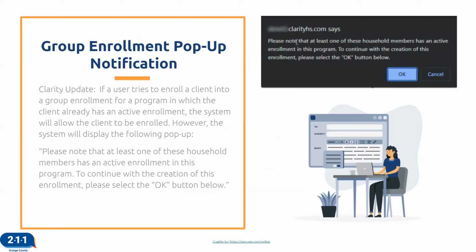Clarity has provided a new update. If a user tries to enroll a client into a group enrollment for a program in which the client already has an active enrollment, the system will allow the client to be enrolled. However, the system will now display a pop-up at the top right of the screen, which says, please note that at least one of these household members has an active enrollment in this program. To continue with the creation of this enrollment, please select the OK button below.